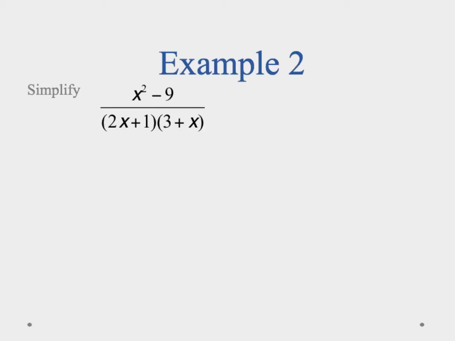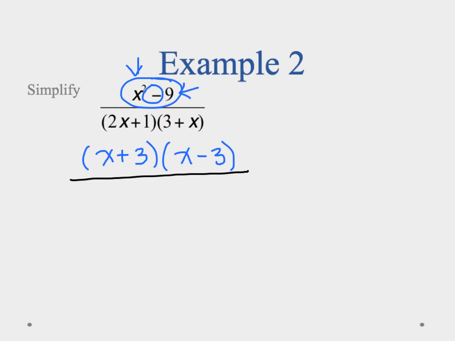Example number 2. Simplify x squared minus 9 divided by 2x plus 1 times 3 plus x. So first I want to look at my numerator, x squared minus 9. That looks kind of familiar. Oh, it's the difference of squares. Difference of squares states that if I have a square at the beginning and a square at the end with a difference in the middle, I get x plus 3 times x minus 3. If you don't remember that, please go back and review that.